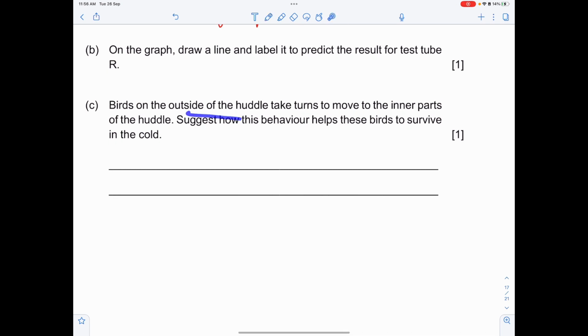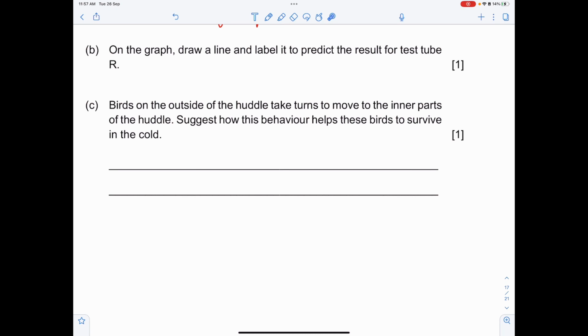Now, birds outside the huddle take turns to move to the inner parts of the huddle. Suggest how this behavior helps the bird survive in the cold. Remember once again, when we talk about adaptation, there are three things. It's either increase in food, increase in defense, or increase in reproductivity. In this case, it's not about food, it is not about reproduction. The obvious one is the last one, which is actually about increasing defense. This time round it is defense against the cold weather. So you have to answer it in those terms. So what can you say?